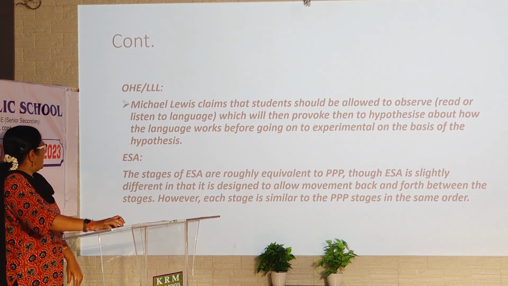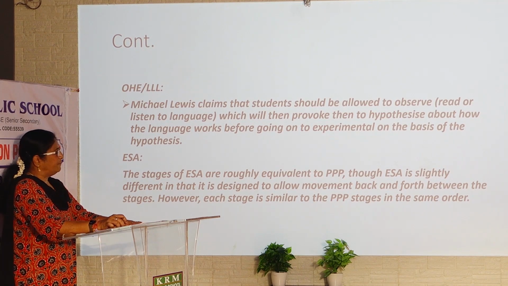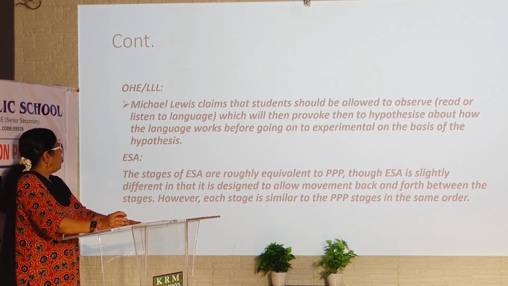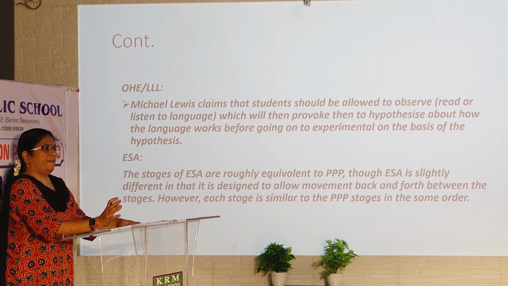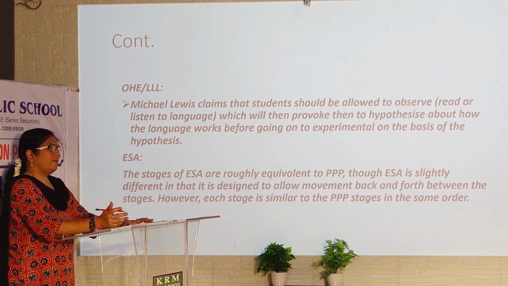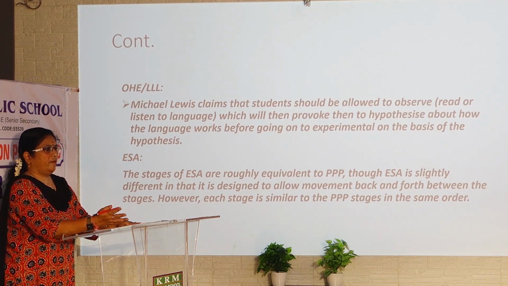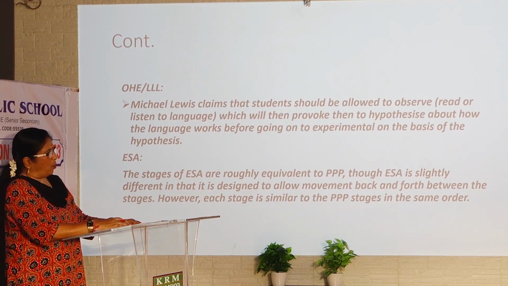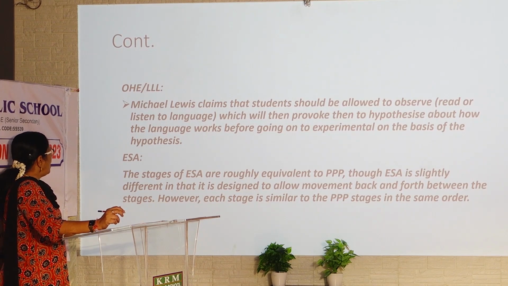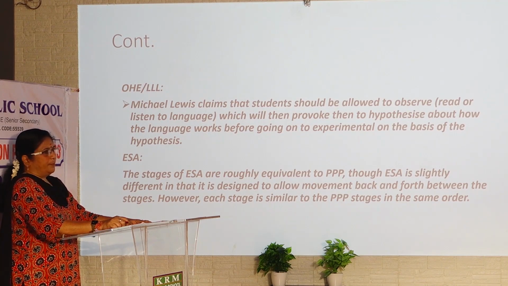OHE, or triple N. Michael Lewis claims that students should be allowed to observe. First, you should let the children observe and then read or listen to the language. Whatever it is, we must let the children observe what they are doing. Then we can ask them to read and listen to the language. We can give more importance to the language than the mother language, which will then provoke them to hypothesize about how the language works before going on to experiment on the basis of hypothesis.